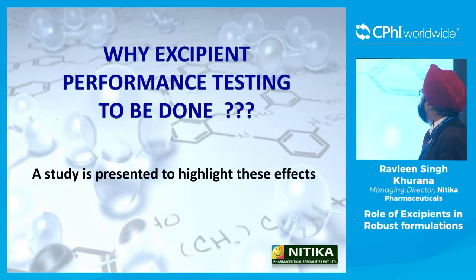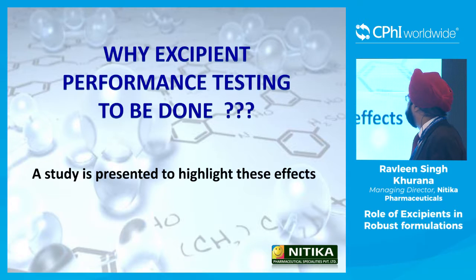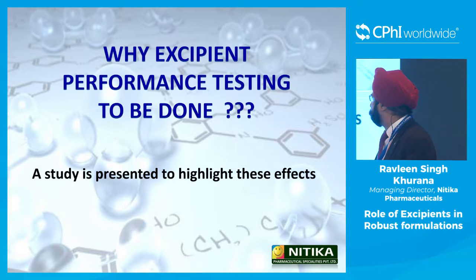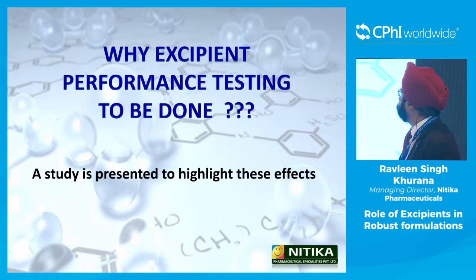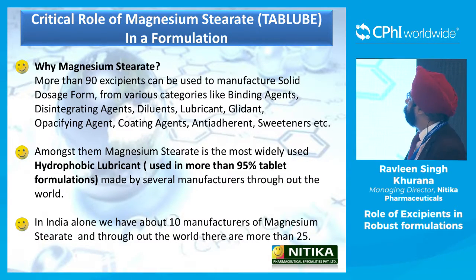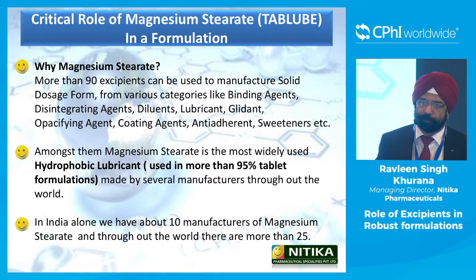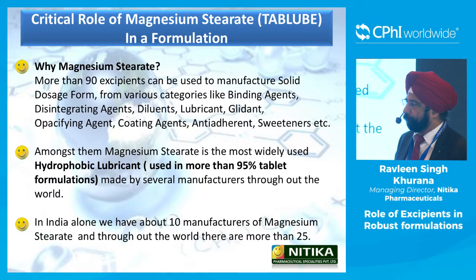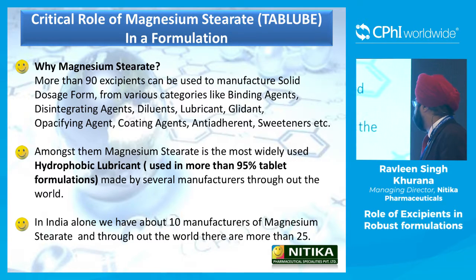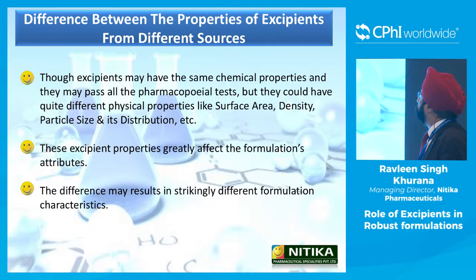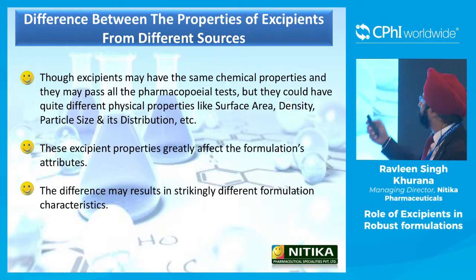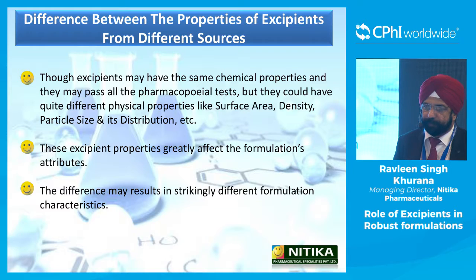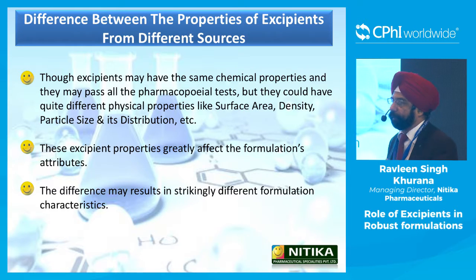So why does excipient performance testing have to be done? A study is presented to highlight this effect. This is a very important study which will tell you the point we are going to make. Magnesium stearate we have chosen because it's the most extensively used excipient. It is used in more than 90% of solid dosage forms. And there are a lot of different manufacturers making this product. That's why the surface area plays a very important role. Density and particle size distribution are also important, which vary from manufacturer to manufacturer, and also vary with the analytical process of measuring the surface area.